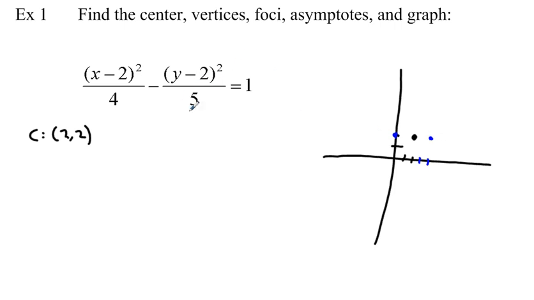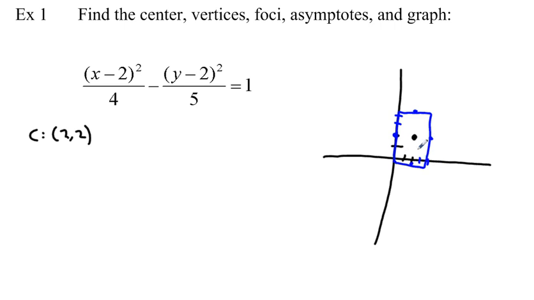In the y direction, the stretch is going to be the square root of 5. The square root of 5 is about 2.2, so I'm going to count 2 and a little more down, and 2 and a little more up. Now, to make our graph, here's what we're going to do. I'm going to make a rectangular box that goes up to each of those points, down to each of those points, and left and right to each of those points.